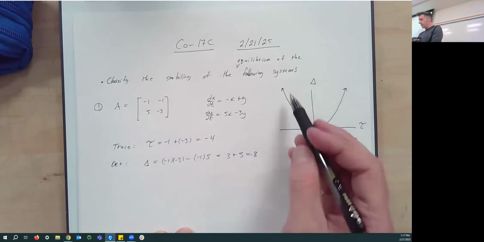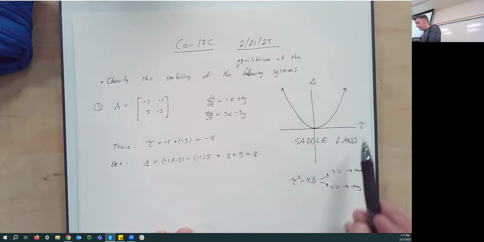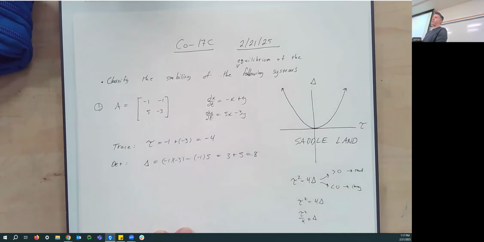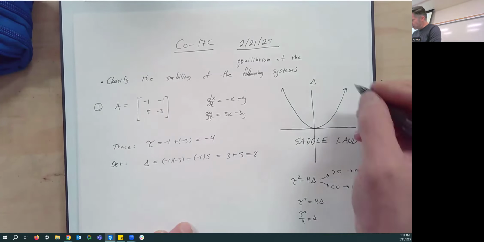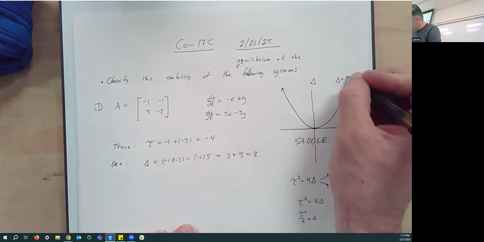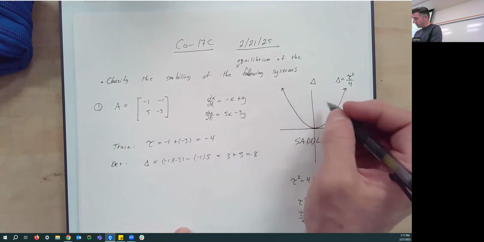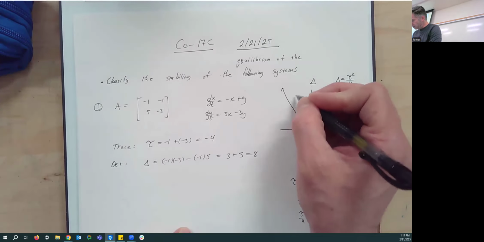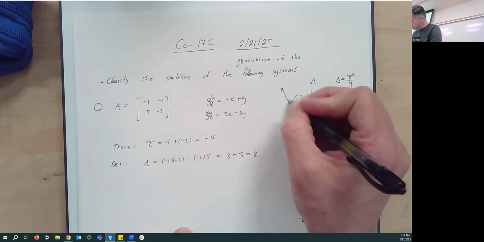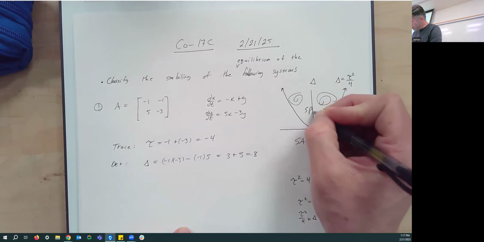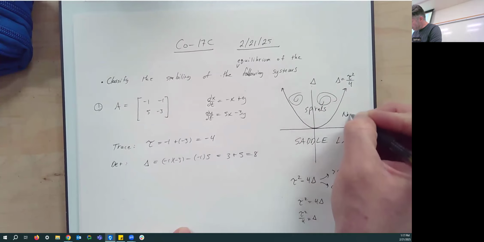So if we think about delta being y and tau being x, if we solve this for delta, we essentially have tau squared equal to 4 delta, or tau squared divided by 4 equal to delta. I never remember, so I'm like, okay, let me figure it out. So this parabola is delta equal to tau squared divided by 4. And then if you're above it, we have spirals in here, spirals up in here, and nodes over here. So spirals, nodes.